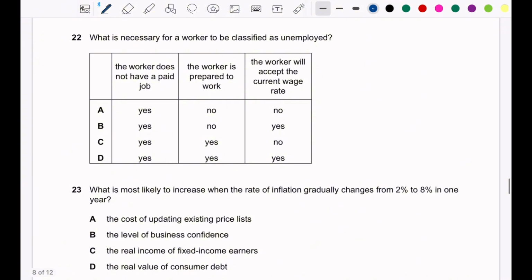Moving on. What is necessary for a worker to be classified as unemployed? The definition for unemployment is people who are able and willing to work and are actively seeking job but are unable to find jobs. So based on this definition, you see which one suits. Worker does not have a paid job. Yes. Worker is prepared to work. Yes, they are able to work. The worker will accept the current wage rate. Yes, they are willing to work. So these three are the answer.